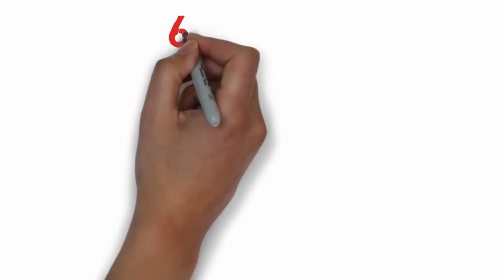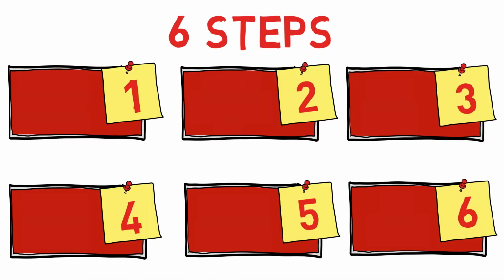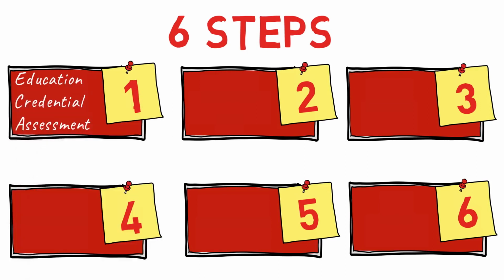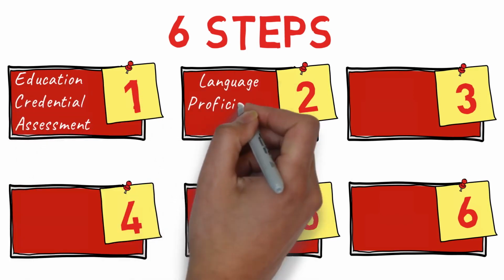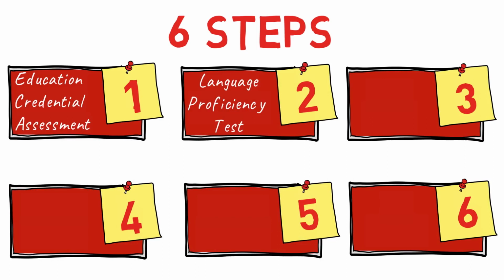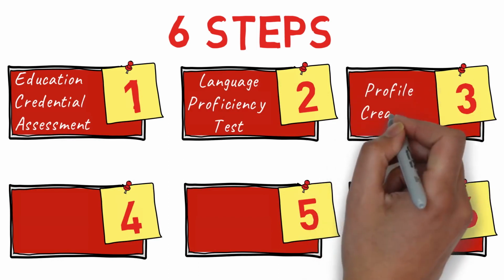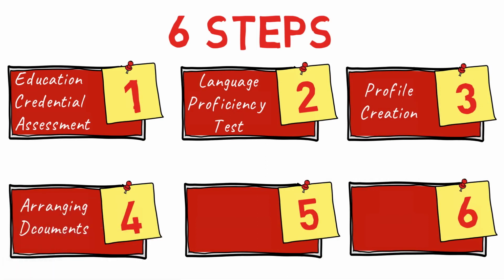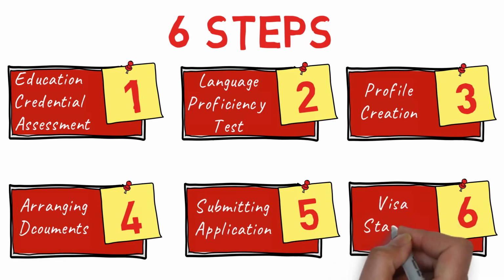So let's begin. Okay, so I've divided the complete process into overall 6 steps. The first step being education credential assessment. The second step, language proficiency test. The third one is creating the Express Entry profile. The fourth one is arranging the documents. The fifth one is submitting the application, and the last one is visa stamping.